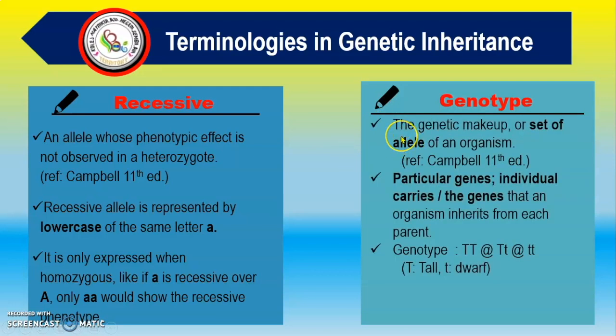Next is genotype. Genotype is the genetic makeup or set of alleles of an organism. For example, capital T is given to represent tall. Meanwhile, small t is given as a symbol to represent dwarf.